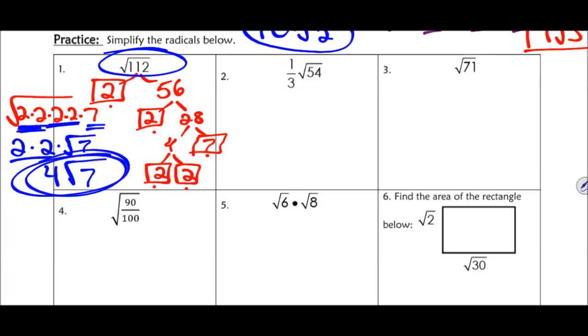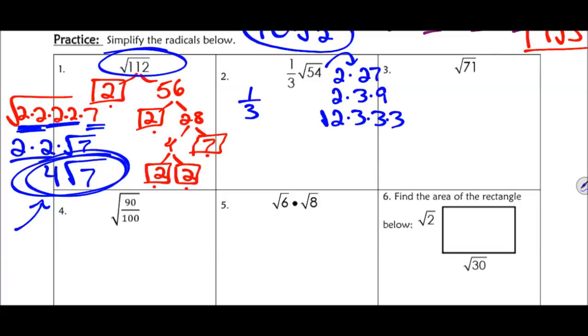All right, on the next one we have a coefficient of 1/3. We're really going to deal with that at the end. It's going to be 1/3 times, kind of like what we did in the last step, we're basically just simplifying the stuff on the outside. So it's going to be 1/3 times whatever we get from simplifying the square root of 54. That is going to split into 2 and 27. 27 splits into 3 and 9. 9 splits into 3 and 3. So I'm showing that prime factorization just a little bit differently there. This is all still under the square root symbol.